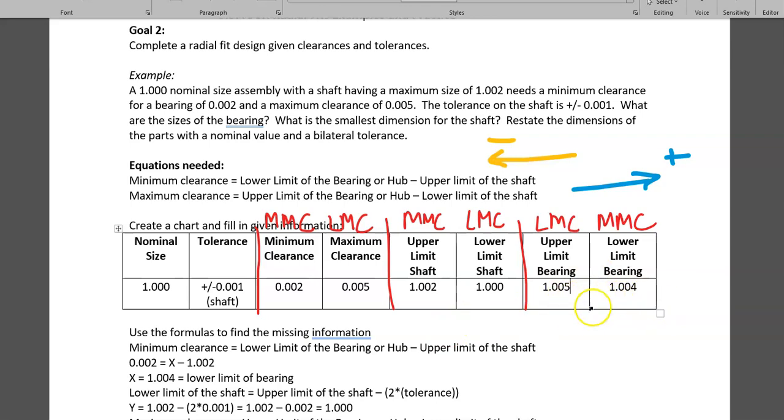Now, if I wanted to, I could go ahead and figure out my nominal size and my dimension. So this would be 1.0045 plus or minus 0.0005 and so on. Okay, so I just want to make sure that you're aware of that.